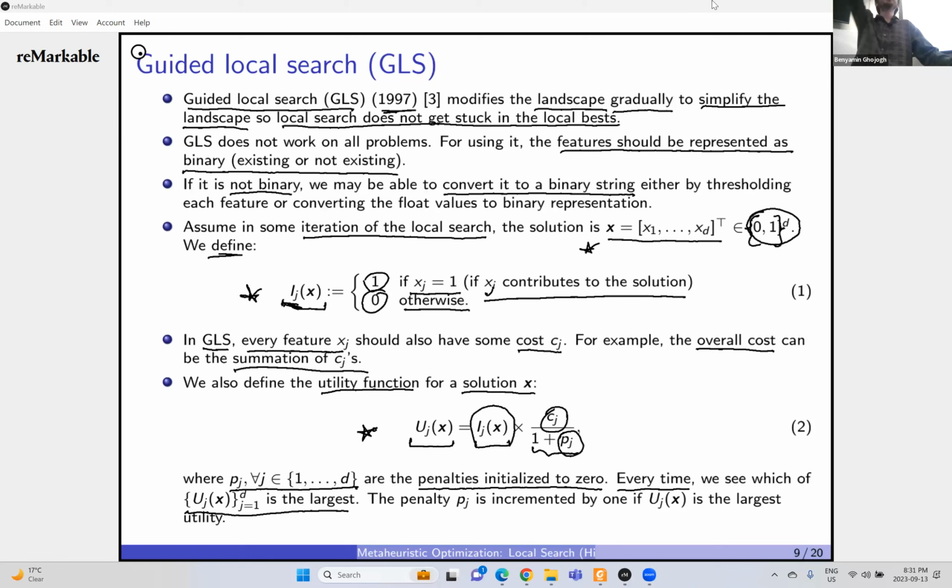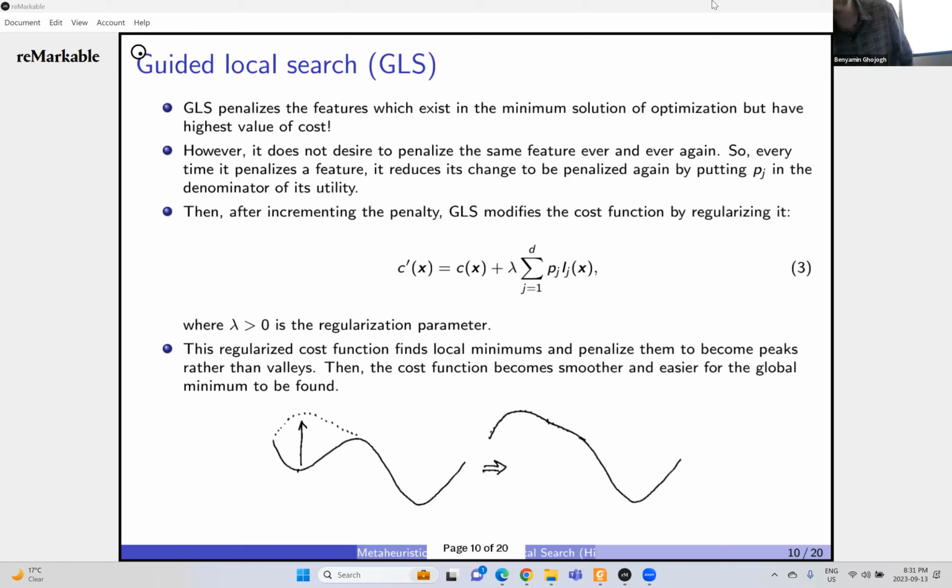GLS simply, its idea is the same. It's simple. It says I have some cost function. Okay, let me modify it so I don't get stuck in the local minimums. How does it modify it? I will tell you. So assume this is the local minimum. It makes this part, which was convex, concave. So I get out of the local minimum to be able to find other local values. So this is what GLS does.